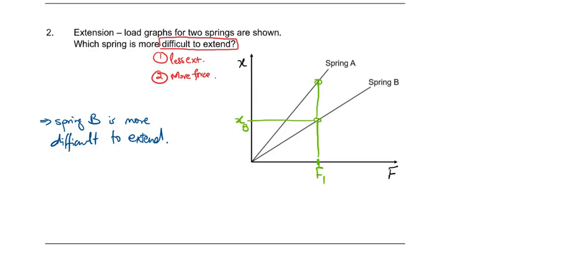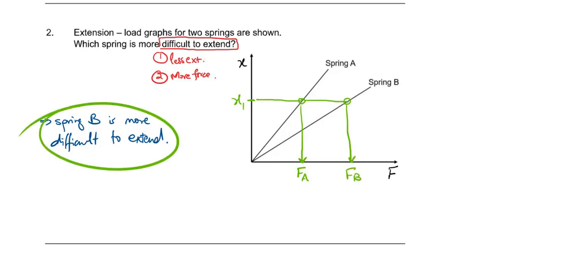इसको देखने का एक और तरीका हो सकता है. Let's say we consider the same extension in both springs. Extension x1. इस extension को produce करने के लिए spring A में कितनी force चाहिए? This much force to stretch spring A to x1. इसी extension को produce करने के लिए spring B में कितनी force चाहिए? That is a greater force. So again spring B is more difficult to extend.